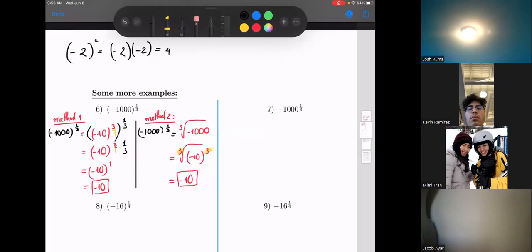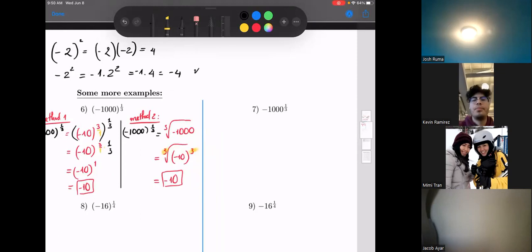If I have -2 squared without parentheses, this means -1 times 2 squared. You agree? Now, because there are no parentheses, the power is not applied to the -1. It is only applied to the 2. So -1 times 2 squared, which is 4, which is -4. So be careful. Parentheses are very important. When you see parentheses, that means the -1 in front is included. So number 7 is kind of like the second case.